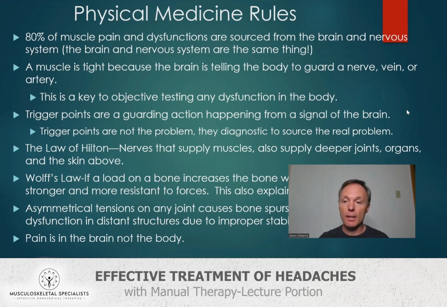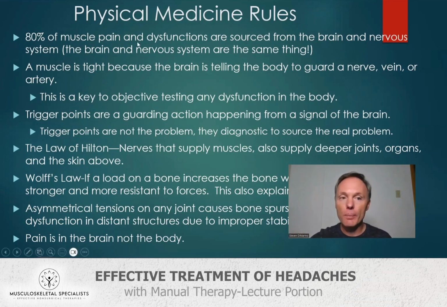And in this headache class, we're not going to just treat the headaches. We're going to go for why the headache is occurring and try to relieve that. Okay? So here are some rules that we have to follow if we're going to treat headaches effectively. 80% of muscle pain and dysfunctions are sourced from the brain and nervous system. The brain and the nervous system are the same thing. Don't disconnect those in your mind. The brain and the nervous system are the same thing.